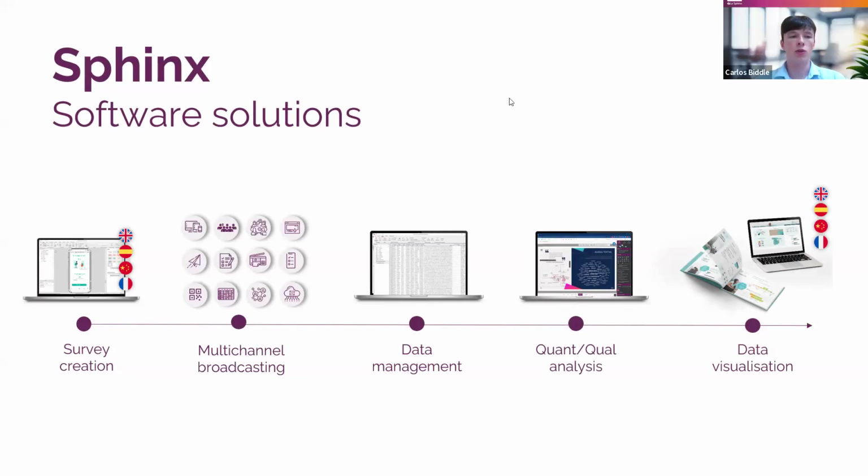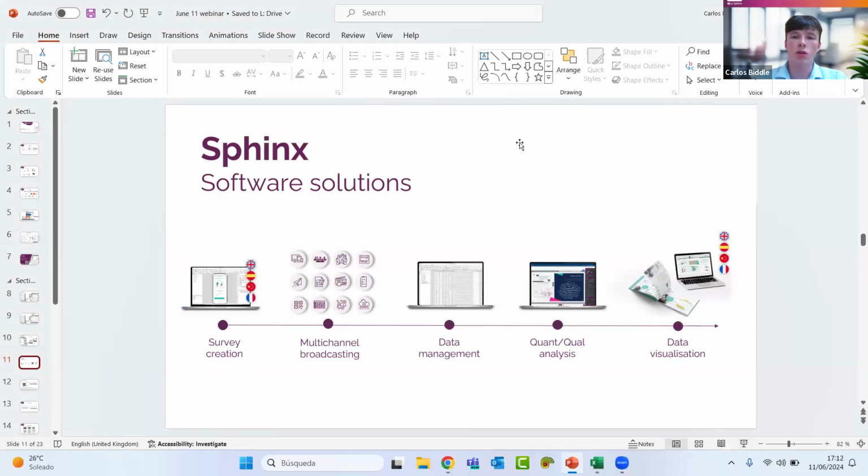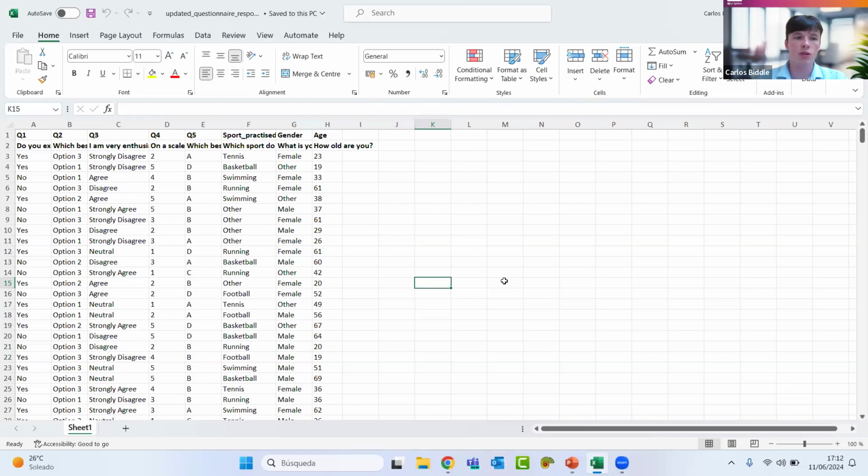Now we're going to move on to the product demo, starting with this database on Excel. We can also import SPSS, SAS, and CSV files, ideally with this structure, which is one column per variable, and the variable name on the first row and the label on the second row.